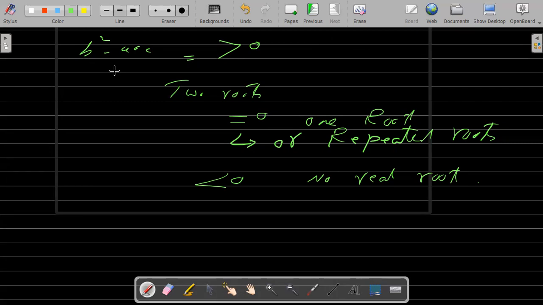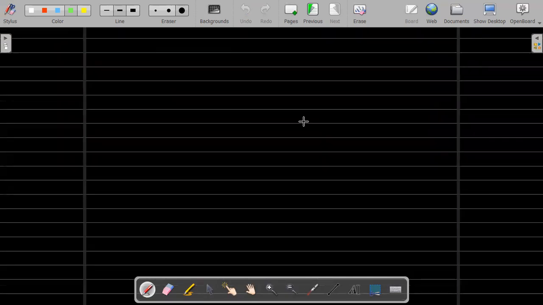If we ask the nature of roots, sometimes it is the nature of the quadratic equation. Same thing. Nature of quadratic equation means two roots or one root or no root. So you have to apply b square minus 4ac. So it is called nature of roots. Okay. Now next topic, third use of b square minus 4ac.